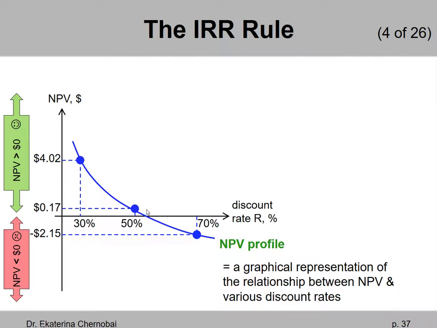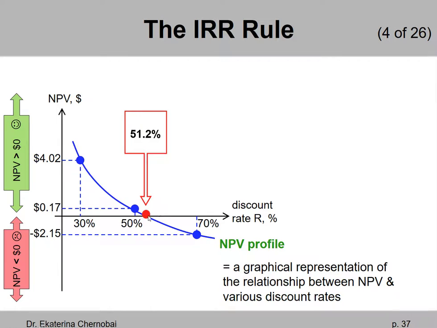Now, see this blinking point here. That's where this net present value profile crosses the horizontal axis. What does this point mean? It means that at this specific discount rate, and we don't know yet what it is, the net present value is exactly $0. And that's the meaning of breaking even. We break even. We neither make money nor lose money. The net present value is neither positive nor negative.